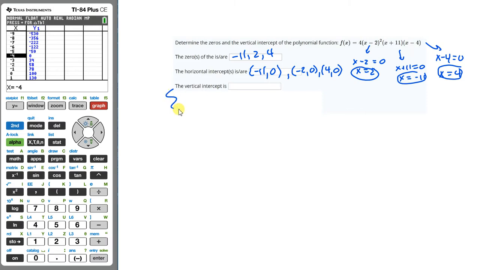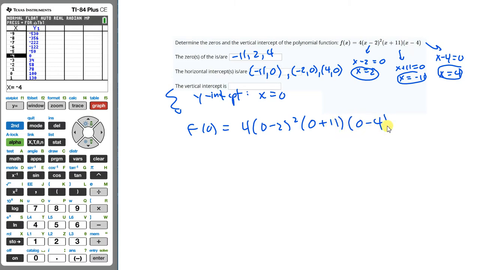Now what about the vertical intercept? How do you get the vertical intercept? That means the y-intercept. For the y-intercept, you make x equal to 0 and plug that in. So I'm just going to do f of 0. F of 0 is 4 times 0 take away 2 squared, 0 plus 11, 0 minus 4. So that's going to be 4 times 11 times negative 4. If I worked it out, you get negative 704. So my vertical intercept will be the point 0 for x, negative 704 for y.